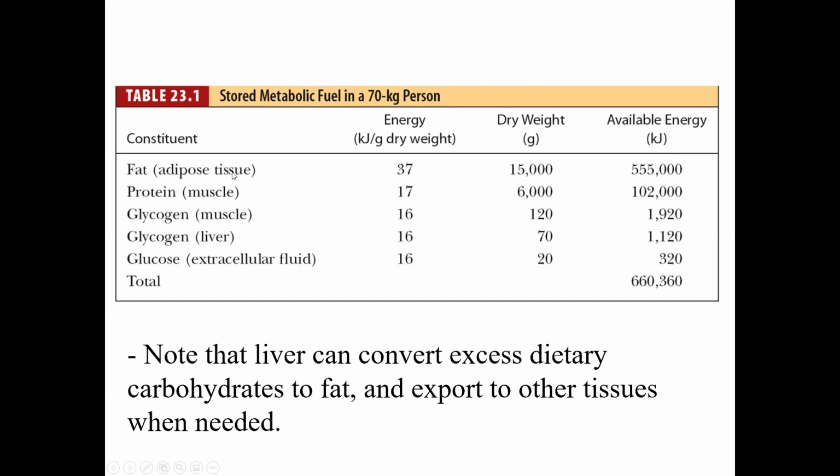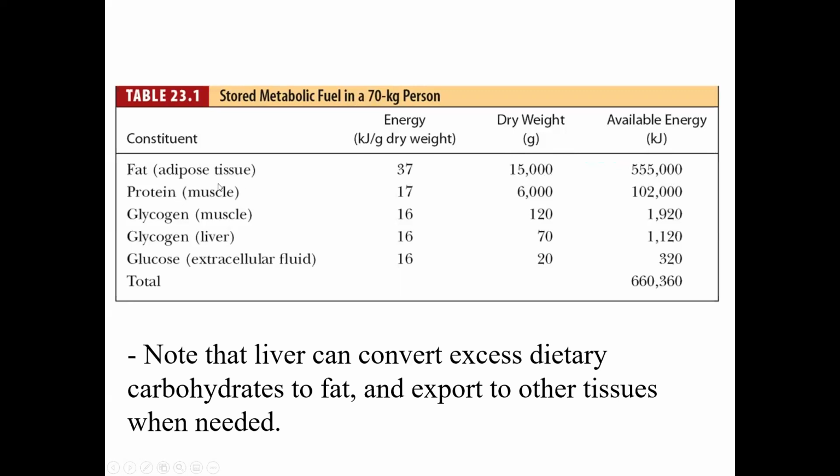Okay, so fat, you can see, produces 37 kilojoules per gram of energy, more than anything you can see listed here. And it is in copious amount in your body. It's almost 15 kilograms of dry weight of fat you have stored in your adipose tissues. And energy wise, that's where you have the maximum amount of energy available. More than 500,000 kilojoules of energy is available from your fat cells.